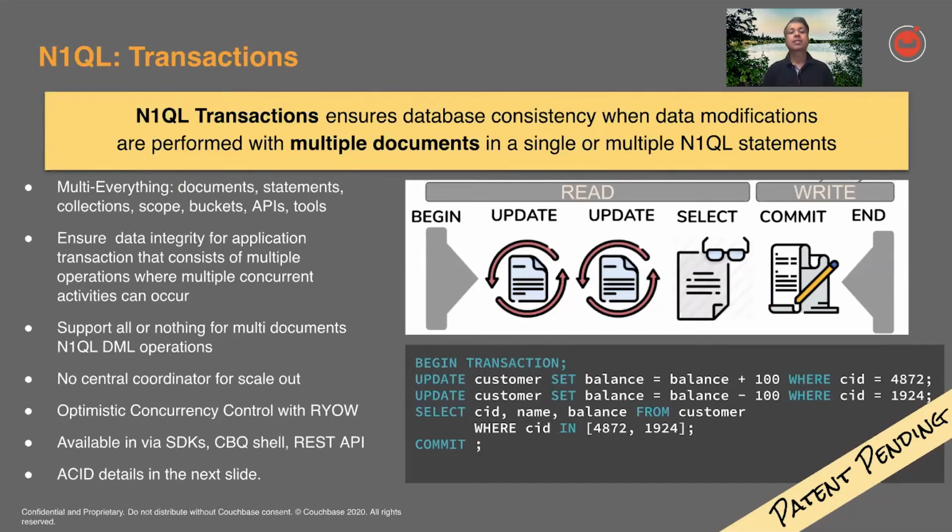So what does Nickel transaction mean? Nickel transactions ensure database consistency when multiple data modifications are performed on multiple documents in multiple collections, multiple scopes, multiple buckets with multiple Nickel statements. It's multi-everything, as I said before. The Nickel transactions coexist with and are interoperable with concurrent transactions with SDKs that were introduced in 6.5.